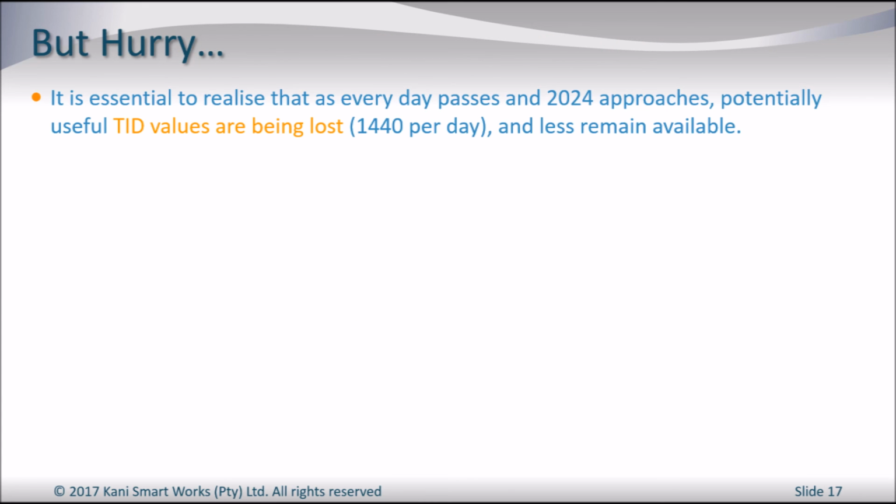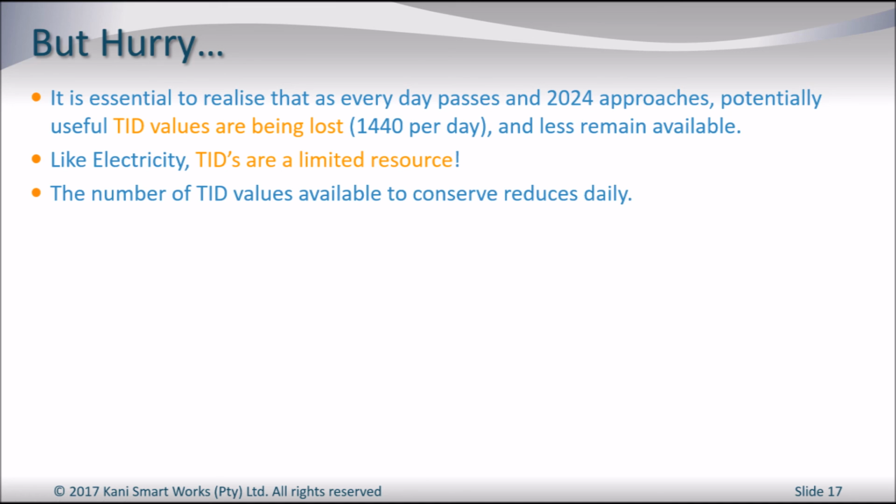However, it is essential to realize that every day passes, and as 2024 approaches, potentially useful TID values are being lost, up to 1,440 per day, and less remain available. So it appears that, like electricity, TIDs are a limited resource. The number of TID values available to conserve reduces daily.